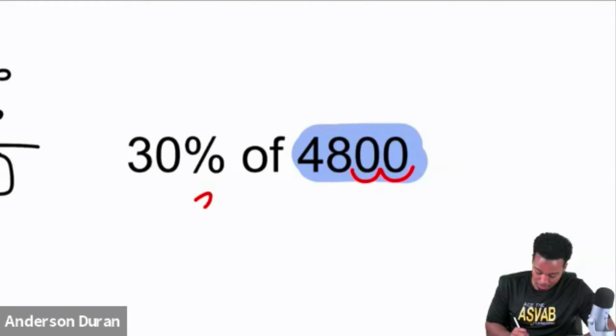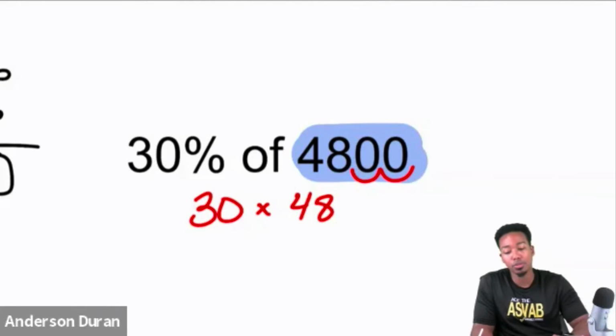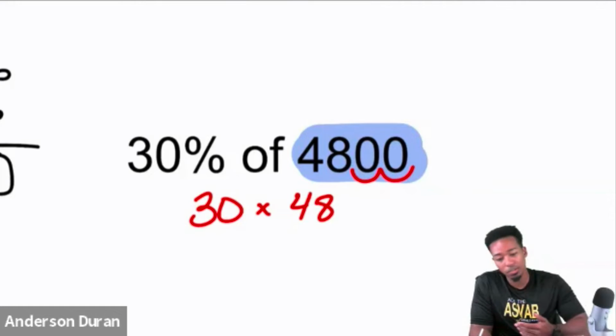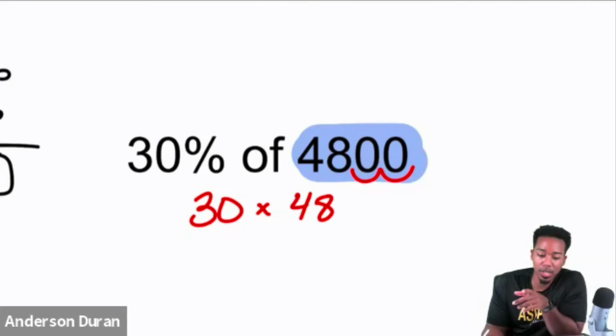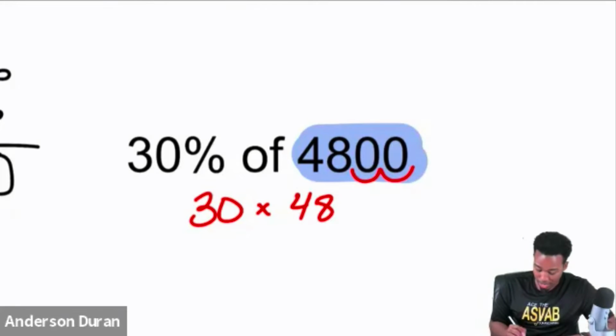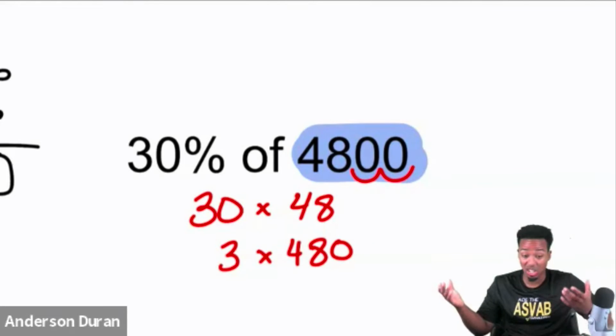And I can make it 30 times 48. You are absolutely allowed to do that. If you don't believe me, do the math yourself. You'll see exactly what I'm talking about. And so when we have 30% of 4,800, you can write that as 30 times 48. You can also write that as 3 times 480. That's another way you could write it.